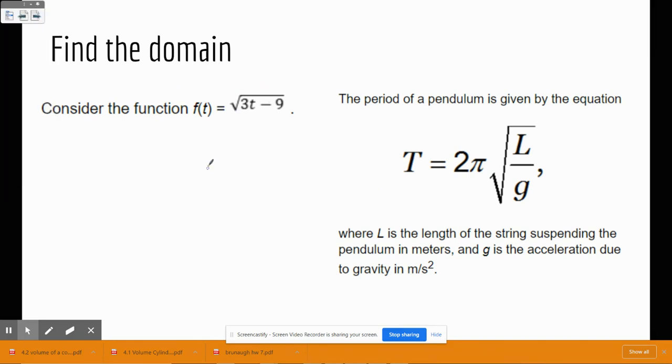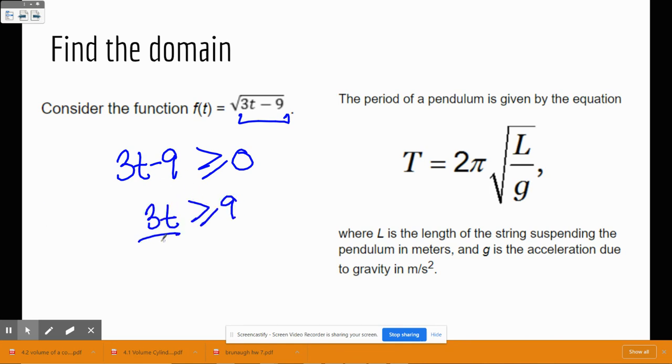What is the domain of this guy? Well, you can't have negative underneath there. So 3t minus 9 has to be greater than or equal to 0, and we just solve it. 3t has to be greater than or equal to 9. Divide both sides by 3, and t has to be greater than or equal to 3. So this would be the domain.